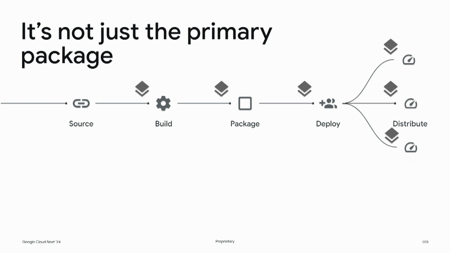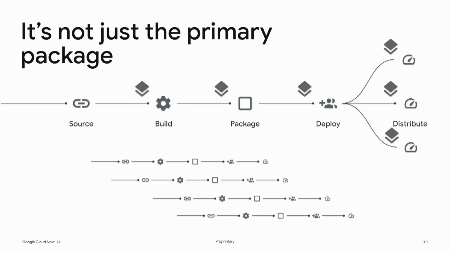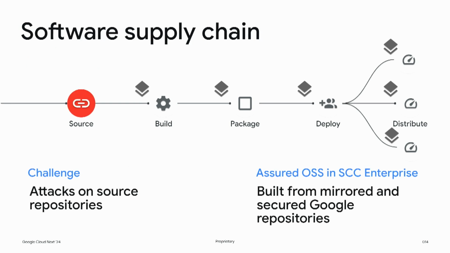And the problem only gets compounded when you start looking at the dependencies of the package, each of which has its own software supply chain, and the problem just exponentially increases. And so what are the risks associated with these software supply chains of open source packages, and how does Assured OSS help here? The first threat vector is attack on the source code repositories of these packages.